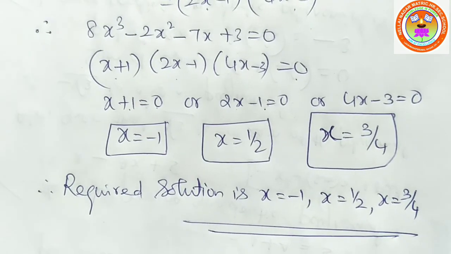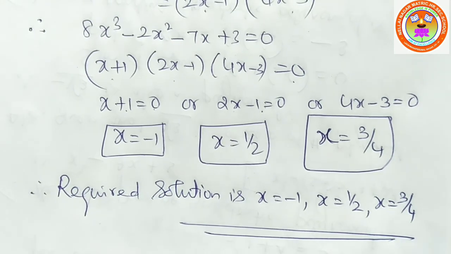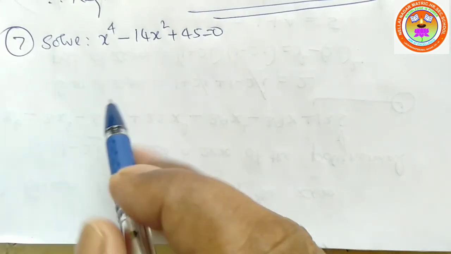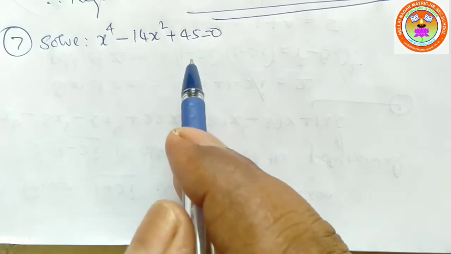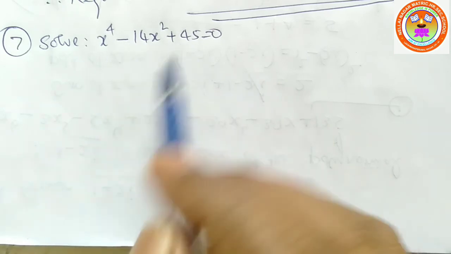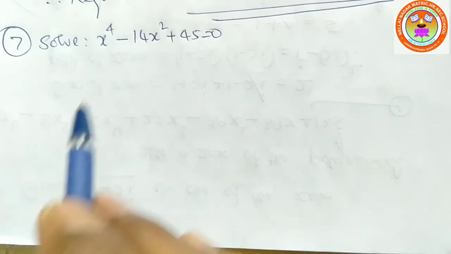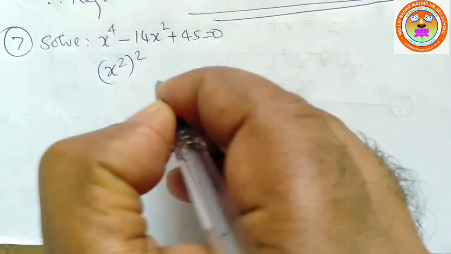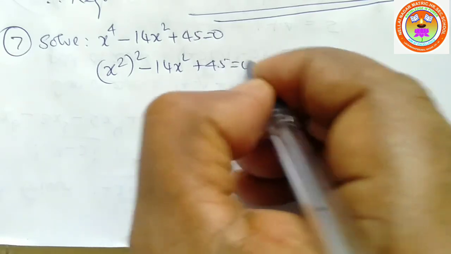Now we have one more sum, that is question number 7. Okay, see the next question. x raised to 4 minus 14x square plus 45 is equal to 0. This is a quadratic equation in x square. The reason is, we can rewrite this equation as x square the whole square minus 14x square plus 45 is equal to 0.